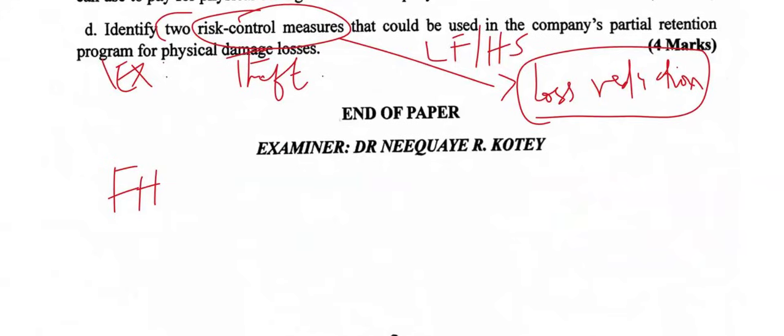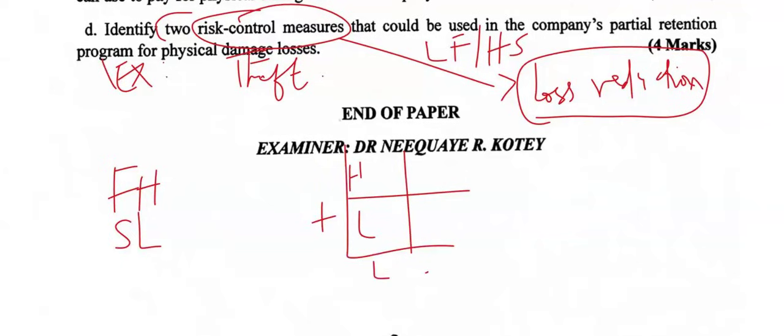So the frequency is high. What will be the severity level? High or low? Low. Very good. Low. So if you remember the matrix, or the mapping, if the frequency is high and the severity is low, what technique do we go for? It should be in the third quadrant. What technique is that? Reduction. Loss reduction. So pay attention.